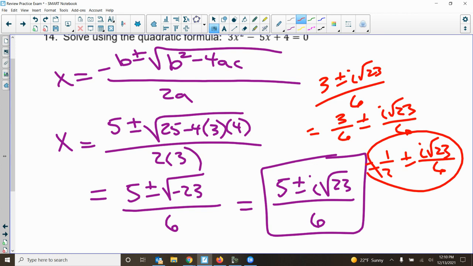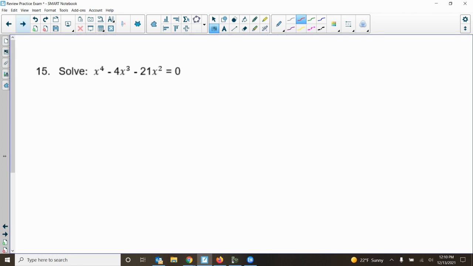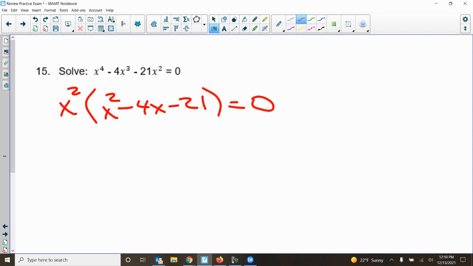Question number 14. All right. 15, solve. Ooh, it's a quartic, 4th degree. But now, what do you notice about all 3 of those terms? What's the GCF? X squared, right? I can factor out an x squared. So I'm going to make this x squared times x squared minus 4x minus 21. And now this is a quadratic, right? Are there two numbers that multiply to negative 21 and add to negative 4? Negative 7 and positive 3.